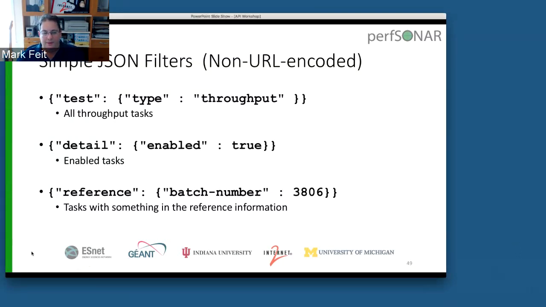Finally, this is an example where we use the reference information, which again is just an arbitrary piece of JSON that whoever submits the task can supply. So in this case, maybe somebody is submitting tasks that have a batch number field in them, and you want to see batch number 3806. This will pick out all the tasks that match that.